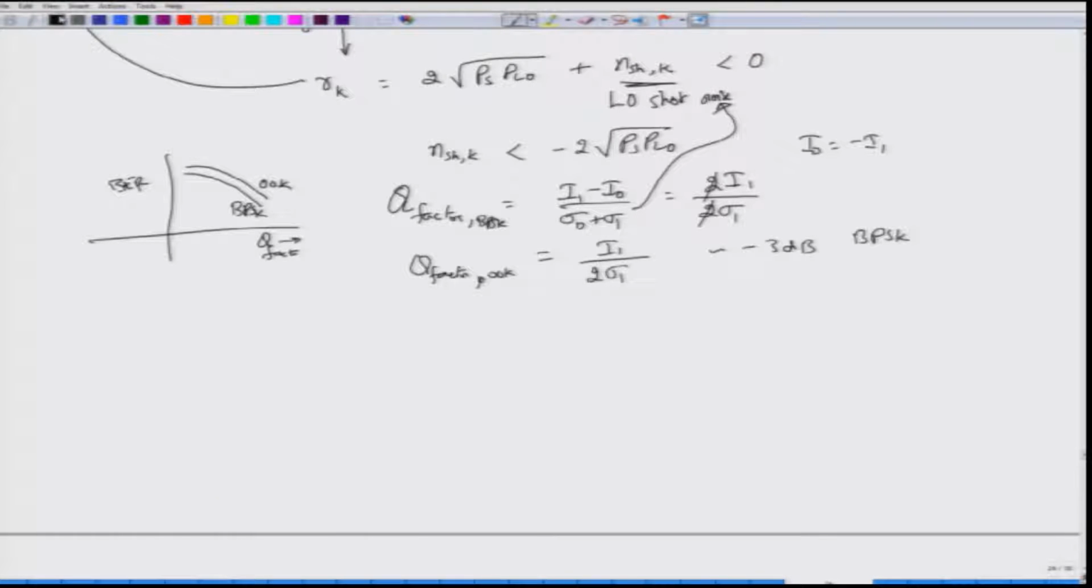Now, from BPSK you go to 4 PSK. Here the constellation points are located here, and the decision regions will now be located around these points. If my received signal happens to lie within this particular region, then I will declare it as this bit sequence. On the other hand, if my received signal lies anywhere over here, then I will declare it as corresponding to this particular bit sequence. Similarly, you have 2 additional regions as well.